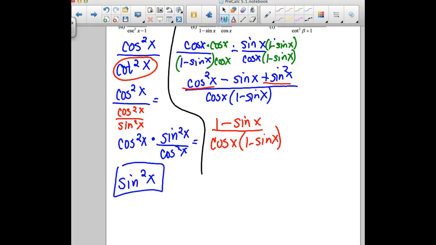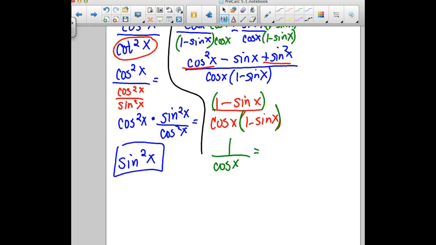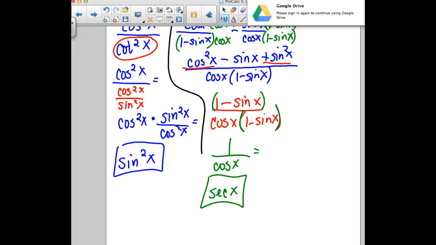And then you'll notice that we have a common factor. We have a 1 minus sine x on top and a 1 minus sine x on the bottom. Those are going to cancel out. This becomes 1 over the cosine of x. But 1 divided by the cosine of x, or the reciprocal of cosine of x, is secant of x. So this simplifies down to just a single trig function.